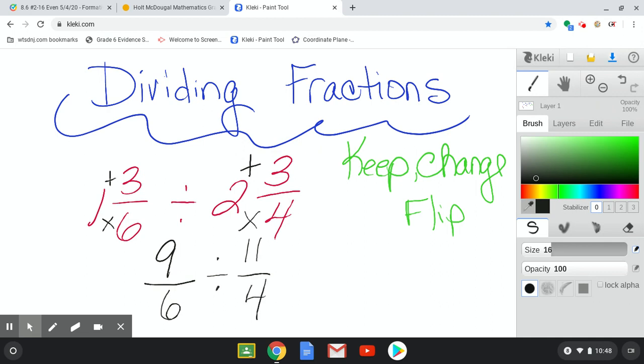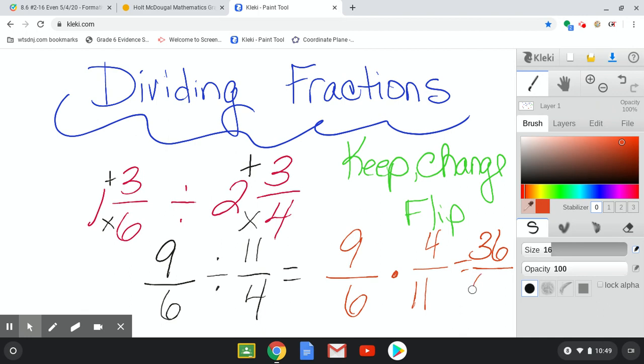All right. So now I'm going to do the keep, change, flip part. So this ends up becoming, when we change it, we keep the 9/6, we change the division sign to multiplication, and we flip our second fraction. Okay? So now here we can multiply our numerators across, multiply our denominators across. So 9 times 4 gives me 36. 6 times 11 gives me 66.